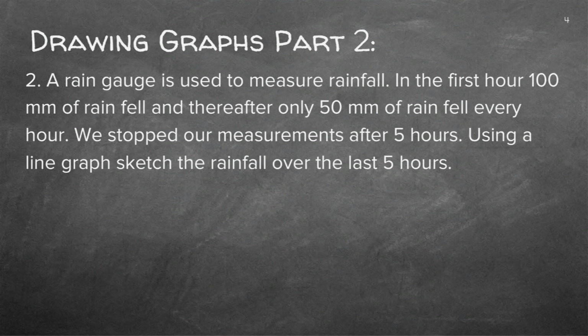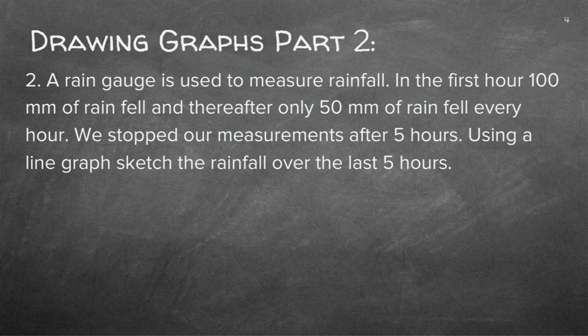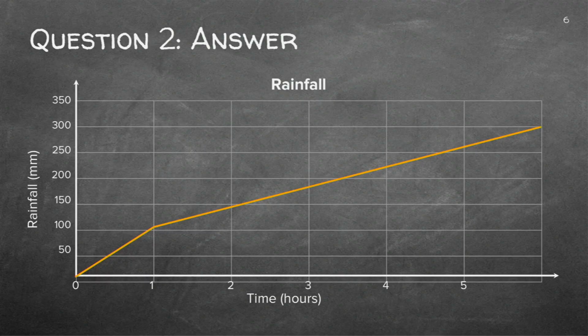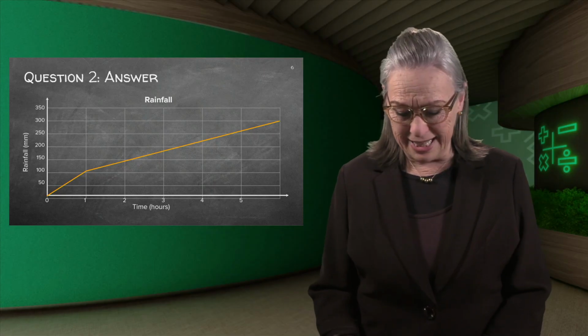In the first hour, 100 millimeters of rain fell. Can you see there? In the first hour, 100 millimeters of rain fell. And then, thereafter, 50 millimeters of rain fell every hour, and we stopped after 5 hours. You see these are increments of 50, and after that every hour 50 millimeters of rain fell, and we stopped at 5 hours. Congratulations if you've got this correct. Okay, let's continue.